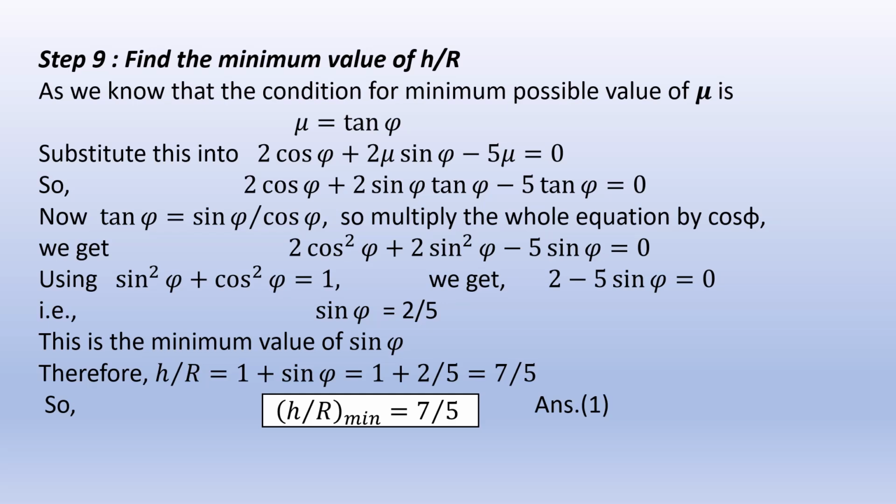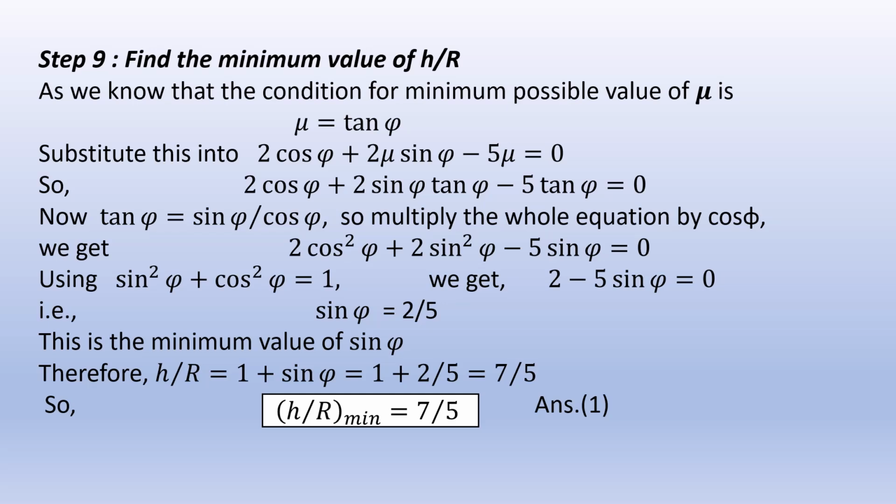If we use the identity tan phi is equal to sin phi upon cos phi, and to simplify the equation, we multiply the entire equation by cos phi, and we obtain 2 cos square phi plus 2 sin square phi minus 5 sin phi is equal to 0. And if we use the standard identity, that is sin square phi plus cos square phi is equal to 1, the equation becomes 2 minus 5 sin phi is equal to 0, and from this sin phi is equal to 2 by 5.